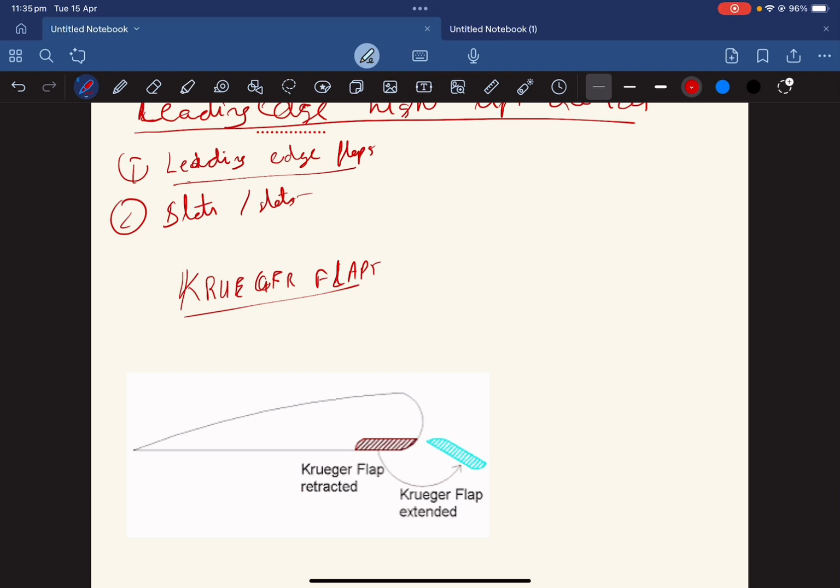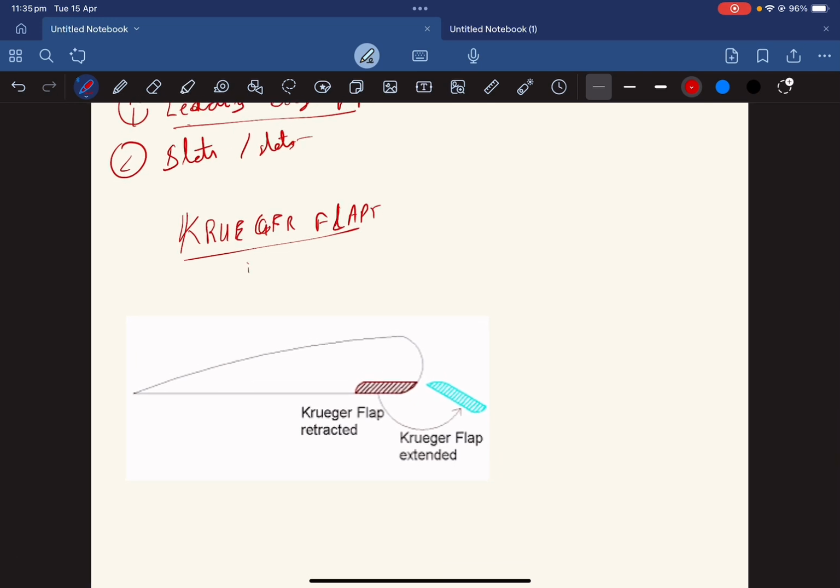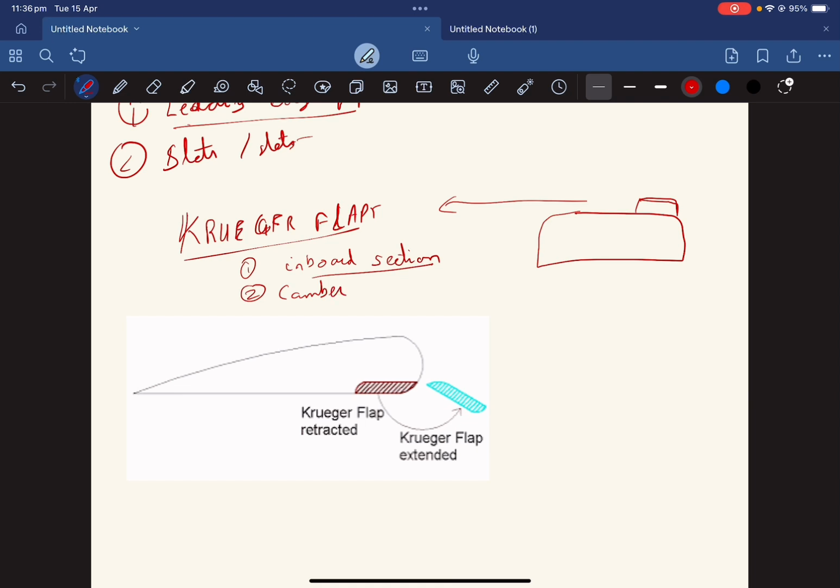Yeah. So the diagram you see below here is a diagram for your Kruger flaps. One thing you need to keep in mind is that they are used on your inboard section. Let's say this is your wing from the top view. The inboard section of your leading edge, these can be used. What it does is increase your camber, since it's a high lift device, and it also promotes root stall.